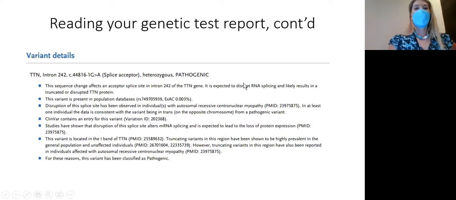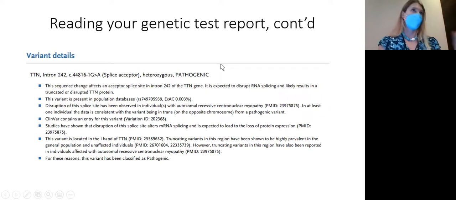Now, I just wanted to point out that these genetic test reports typically contain a lot of detail, and you need to go through all 6 or 7 pages to really glean all the information. Here the laboratory is actually giving us some really nice background about this particular variant. So it's saying that it affects the splice acceptor site at intron 242, that's in the I band. It is expected to disrupt RNA splicing and likely results in a truncated or disrupted Titin protein. And here it's telling us that it's present at very, very low frequency in reference population databases. And then it goes on and tells a little bit more about other cases where this variant has been seen.